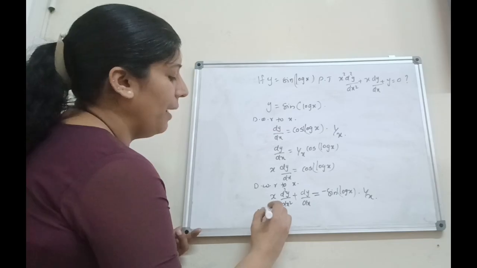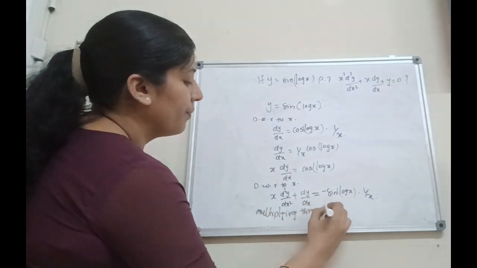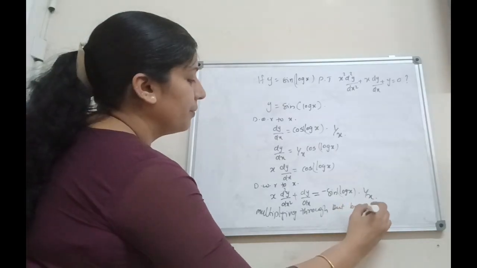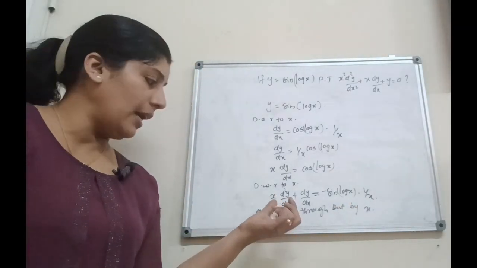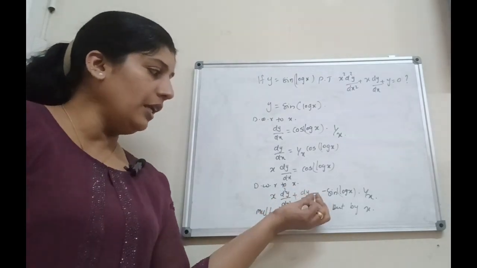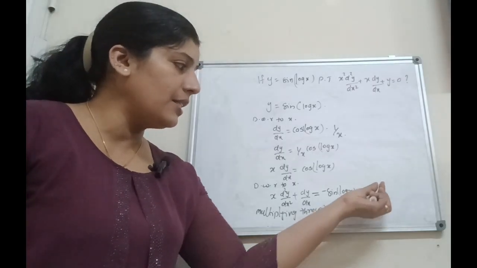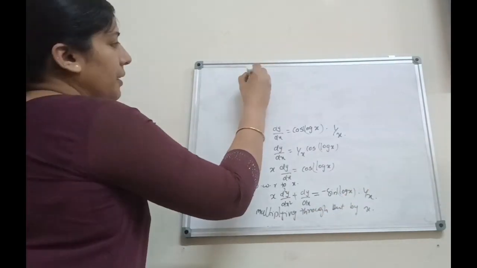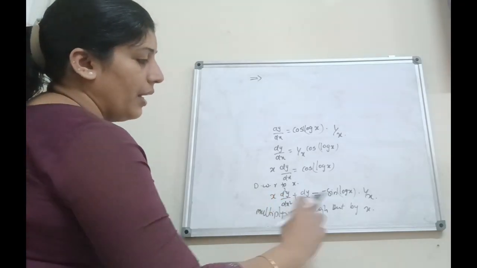Next, multiplying throughout by x. That is x into x, that is x square. Therefore, x square into d square y by dx square plus x into dy by dx equal to minus sine log x into 1 by x into x. Therefore, the x cancel.